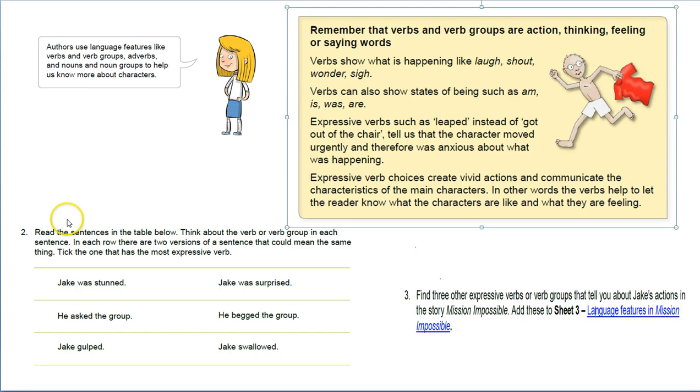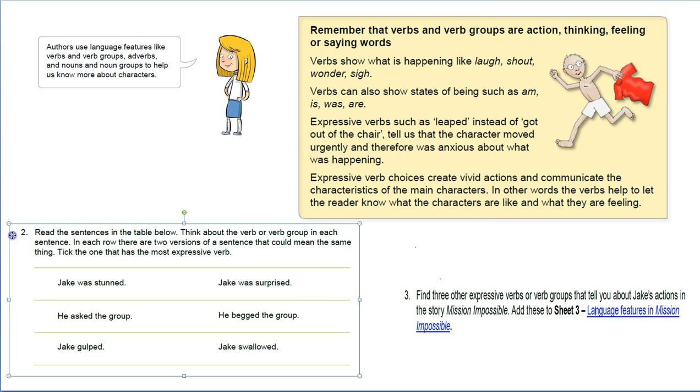Alright, so if we have a look down here at these verb groups, number 2: read the sentences in the table below. Think about the verb or verb group in each sentence. In each row there are 2 versions of a sentence that could mean the same thing. Tick which one has the most expressive verb to you. Okay, is it "Jake was stunned" or "Jake was surprised"?